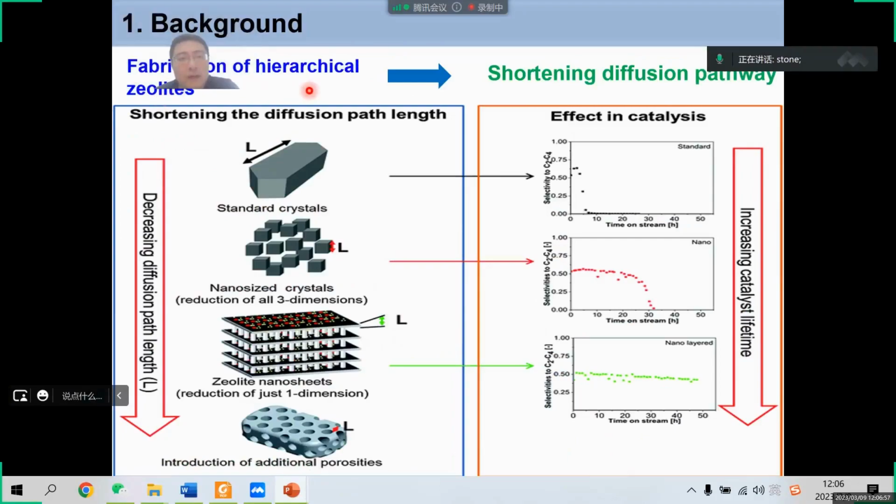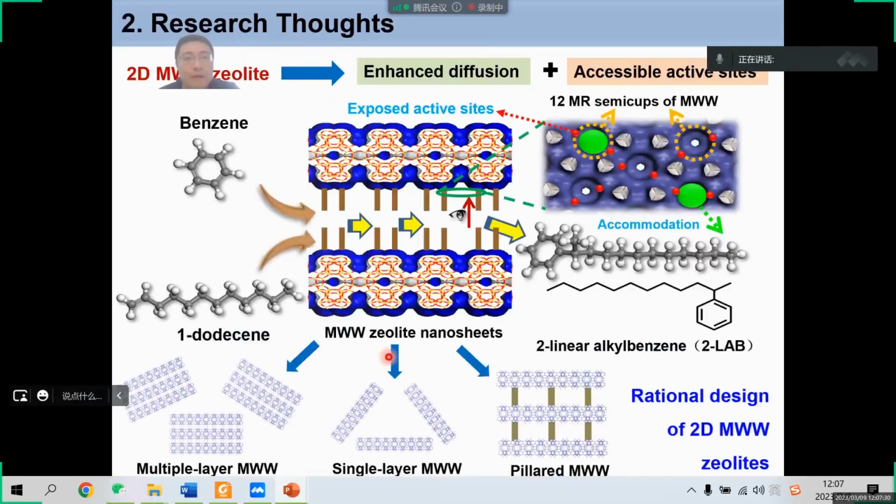So fabrication of hierarchical zeolites is an effective way to solve this problem. The key for fabrication of hierarchical zeolites is shortening the diffusion pathway, such as the fabrication of nano-sized zeolites, the synthesis of two-dimensional zeolites with nanosheet structures, and the introduction of additional defects or mesopores in the framework of zeolites. In the present research, we focus on two-dimensional MWW zeolites.